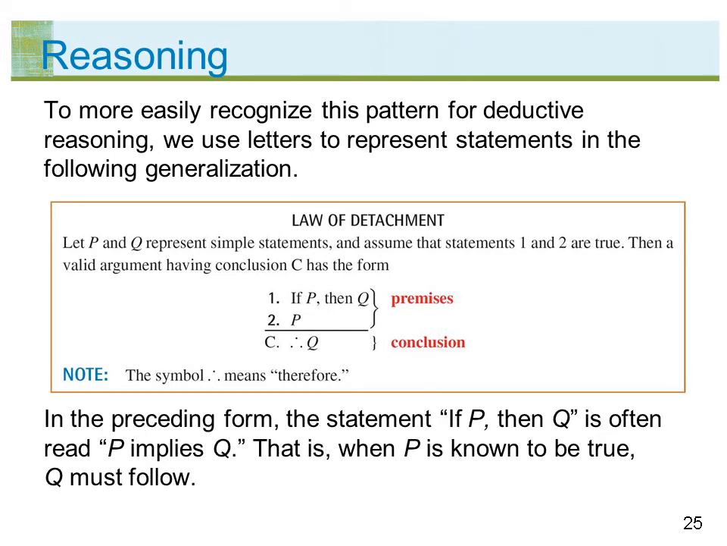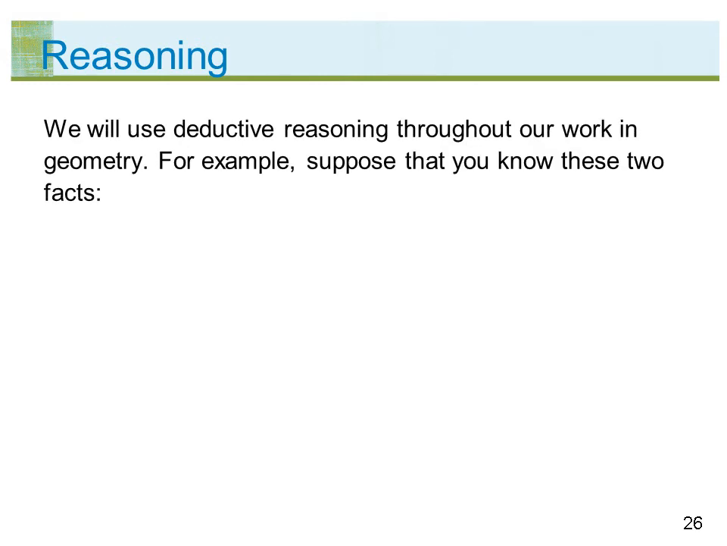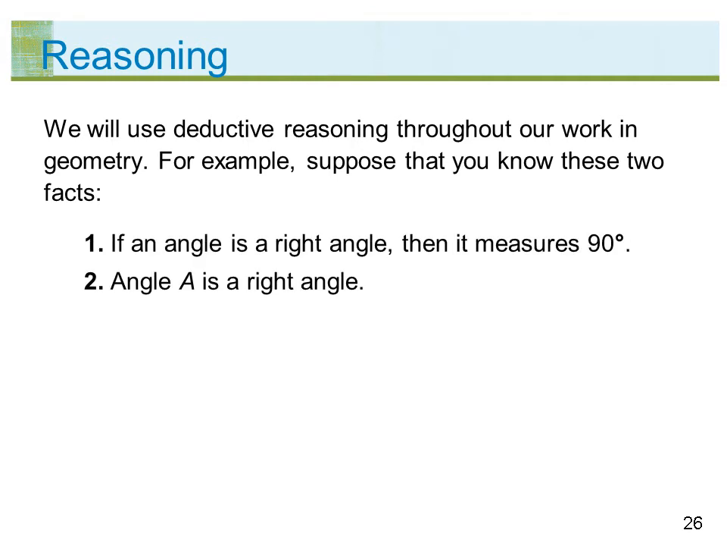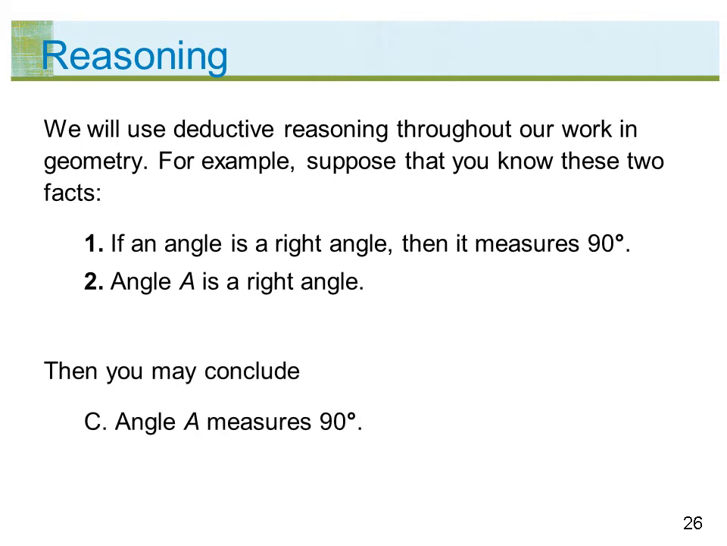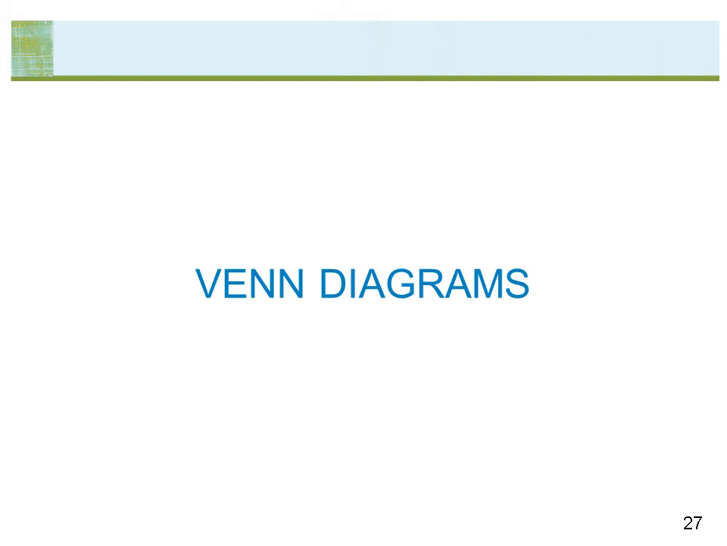In the preceding form, the statement if P then Q is often read P implies Q. That is, when P is known to be true, Q must follow. We will use deductive reasoning throughout our work in geometry. For example, suppose that you know these 2 facts. Number 1, if an angle is a right angle, then it measures 90 degrees. Number 2, angle A is a right angle. Then you may conclude, C, angle A measures 90 degrees.